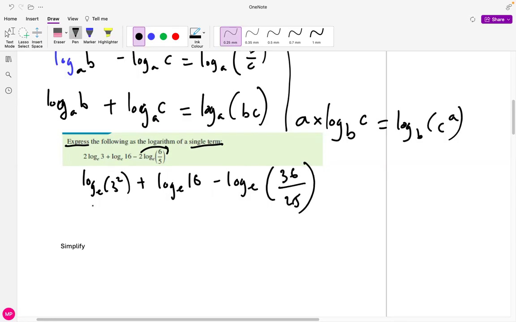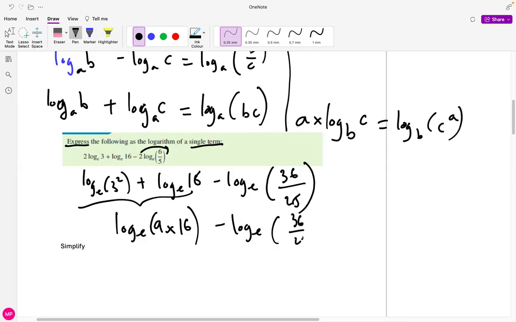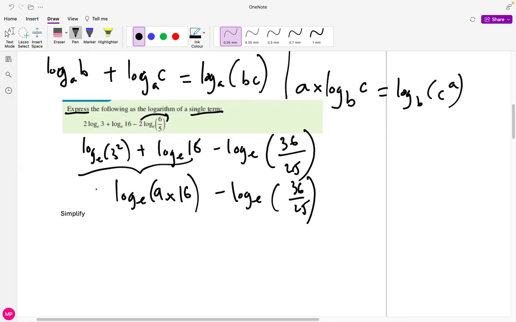All right, then I combine them. When you add, you can multiply them together. So log a of 3 squared, which is 9, times 16, minus log a of 36 over 25. Now, 9 times 16 is how much? 16 times 9 is 144. So you can replace 9 times 16 and write that as 144 here.